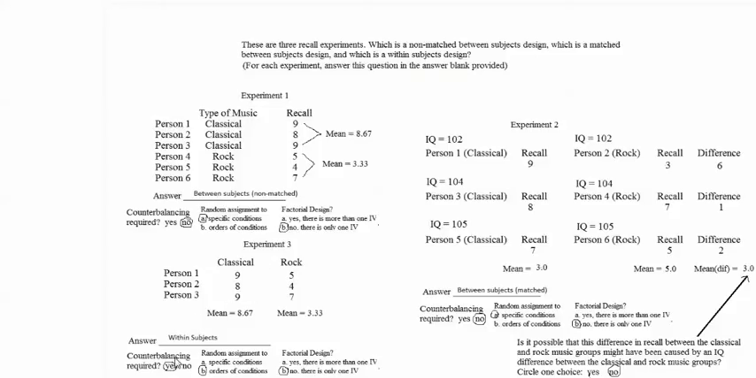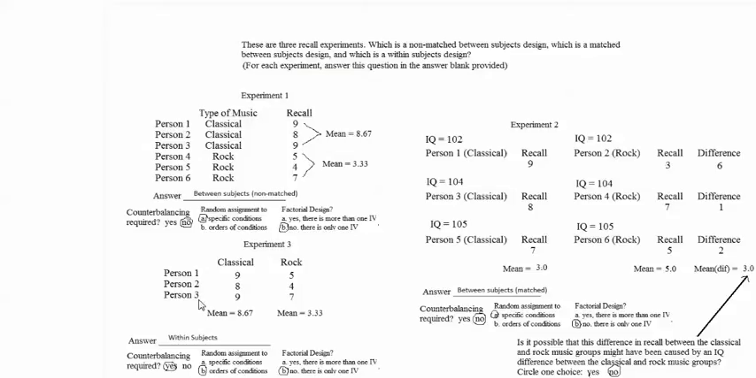So in this case, we do need counterbalancing. We need for half of the participants to be tested with classical first and with rock second, and we need the other half to be tested with rock first and classical second, which is the opposite order. So we do need counterbalancing in a within subjects design. So that's why for the between subjects design it was no and no, but for the within subjects design it was yes.